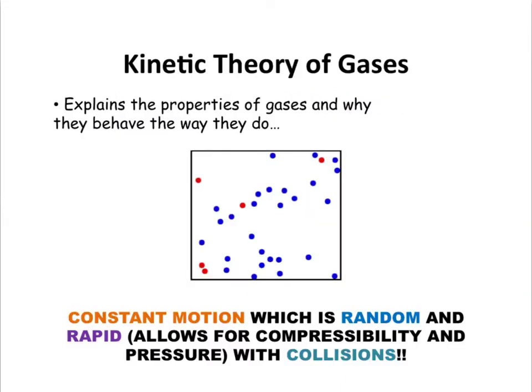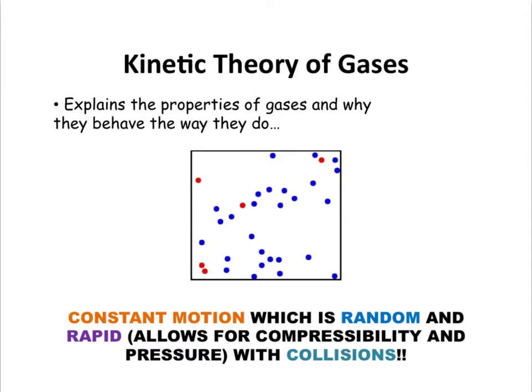This constant motion that is seen by gases brings us to the kinetic theory of gases, which basically explains the properties of gases and why they behave the way they do. The kinetic theory of gases basically says that these particles, these molecules of a gas, are in constant motion, and they are just randomly banging off of each other, bouncing off the sides of the container. It's very fast. They're hitting each other, and this is what's going to allow gases to have pressure, so that a balloon doesn't collapse in upon itself.